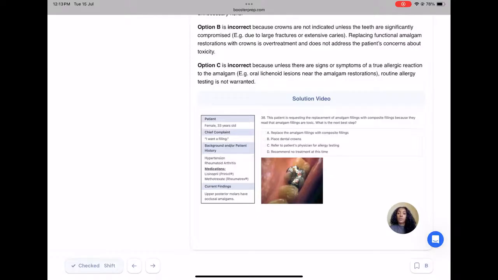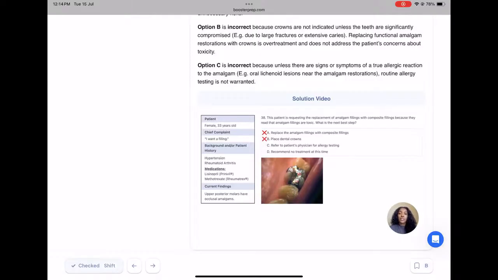So option A reads, replace the amalgam fillings with composite fillings. So considering there is no toxicity associated with placing amalgam fillings, doing so would violate the ethical principle of veracity, because doing so would be dishonest. So this would be incorrect. Option B reads, place dental crowns. Again, there is no need to replace the fillings because they are not toxic and the patient is not allergic, so this would be unnecessary. So this would be incorrect.